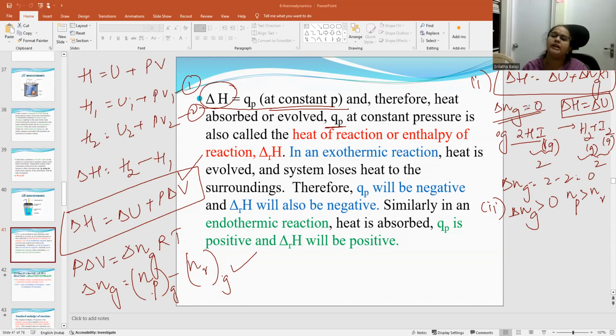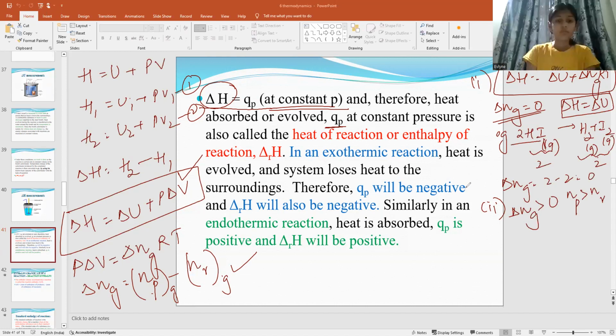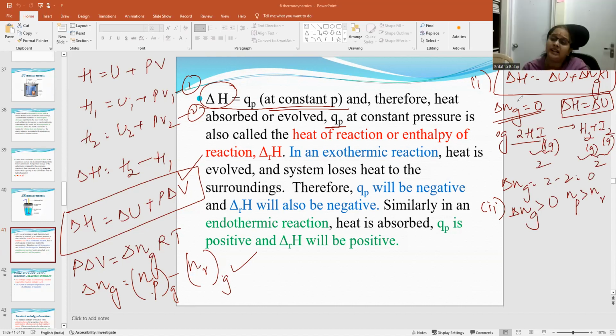Now, if you substitute delta Ng 0 in the equation, what will you get? Number of moles of product is equal to number of moles of reactant. No. Delta Ng is 0, you substitute it in the equation for delta H. Substitute delta Ng is 0 in the equation delta H is equal to delta U plus delta Ng RT. Substitute, no? Delta Ng is 0. Do it.